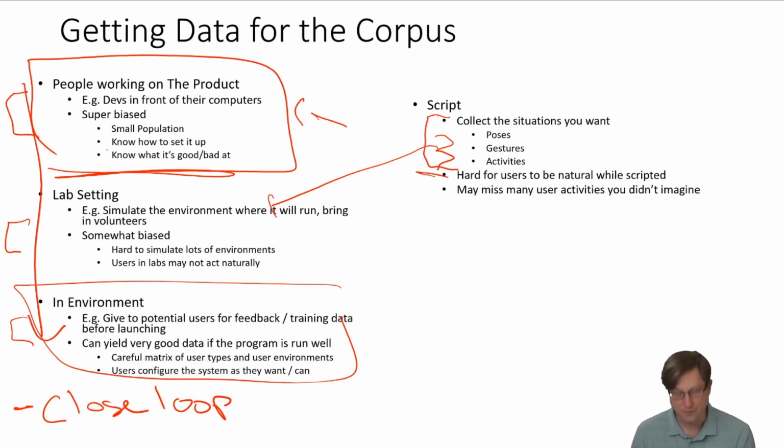Hard for users to be natural or scripted. It's really, really, really hard. And the other thing is that users may do lots of stuff at home that they would never do in a lab. And those things are just like data that you don't get visibility into.